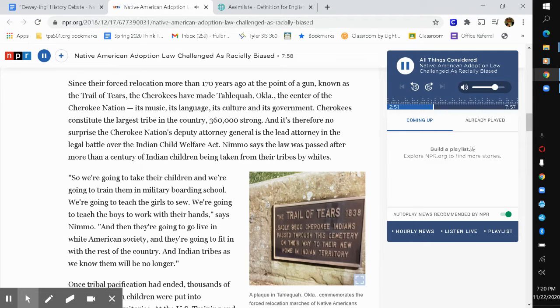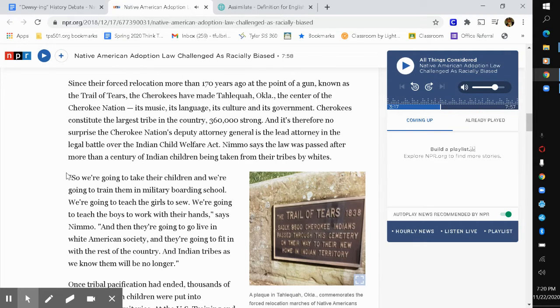Indian Child Welfare Act. Nemo says the law was passed after more than a century of Indian children being taken from their tribes by whites. So we're going to take their children and we're going to train them in military boarding school. We're going to teach the girls to sew. We're going to teach the boys to work with their hands. And then they're going to go live in white American society and they're going to fit in with the rest of the country. And Indian tribes, as we know them, will be no longer.